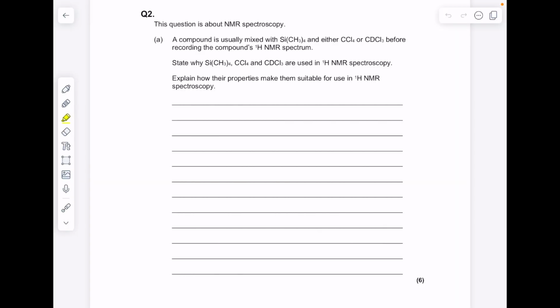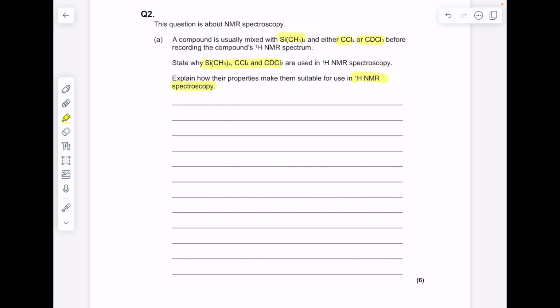This question is about NMR spectroscopy. A compound is usually mixed with Si(CH3)4 and either CCl4 or CDCl3 before recording the compound's proton NMR spectrum. State why these 3 compounds are used and explain how their properties make them suitable.